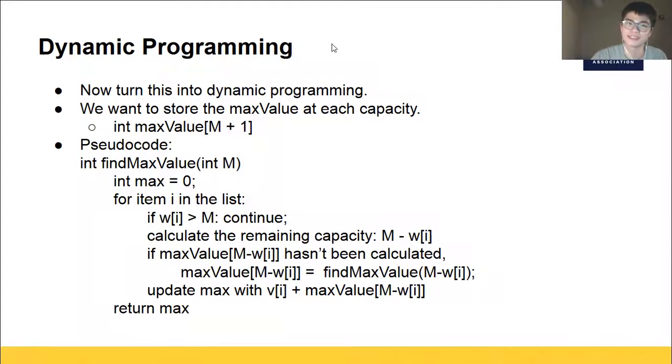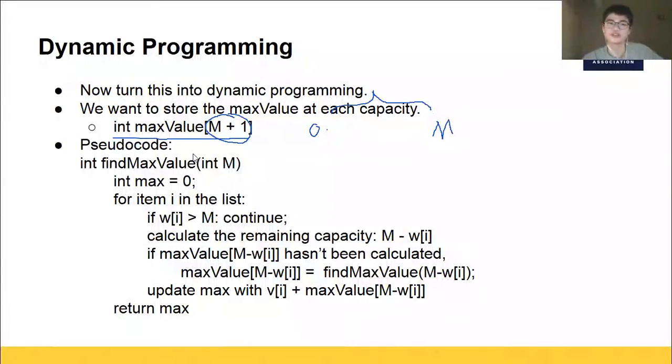So let's look at this code. First, we need something to store the max value because it is basically the core idea of dynamic programming. Notice how we're having m plus 1 in our array instead of m, because we want to store the max value from capacity 0 to capacity m, which is actually m plus 1 entries instead of m. This is a very common thing to notice in dynamic programming.